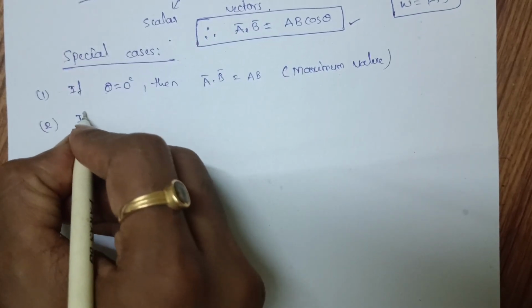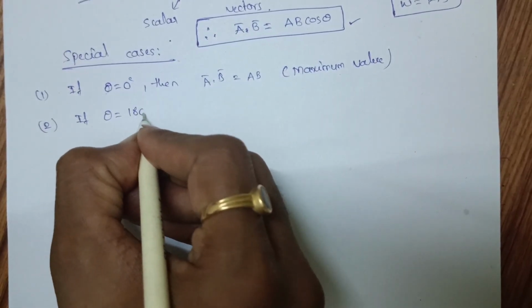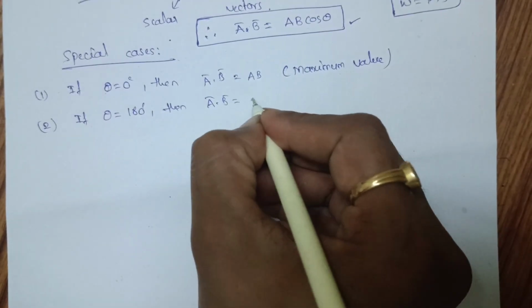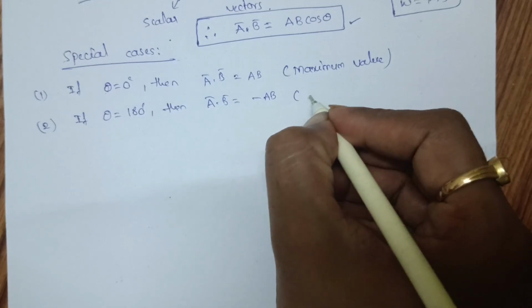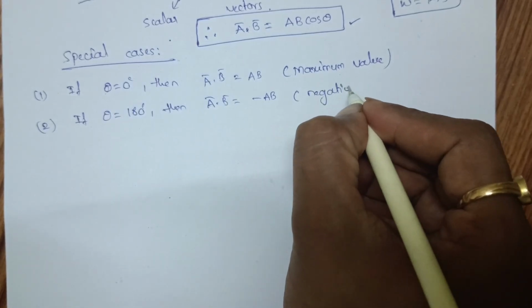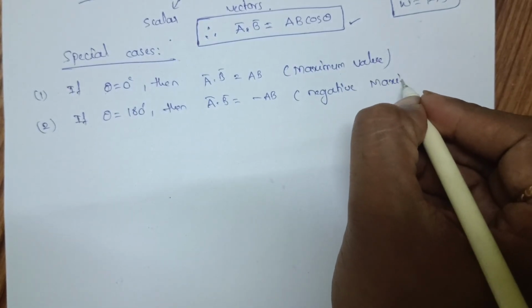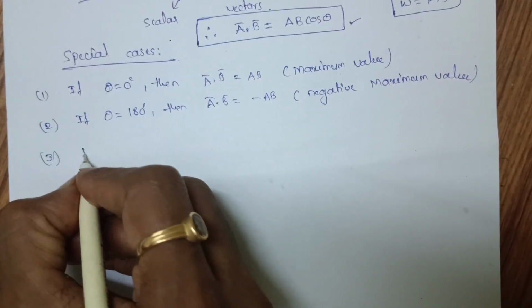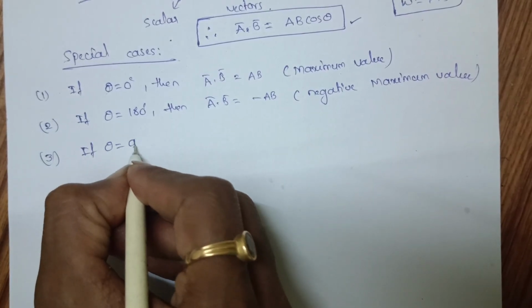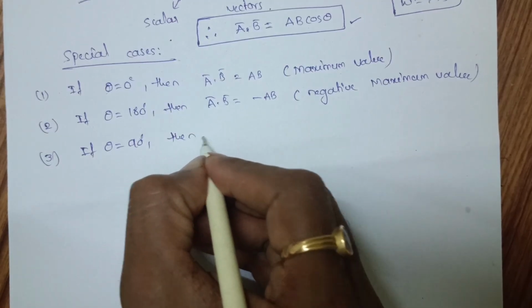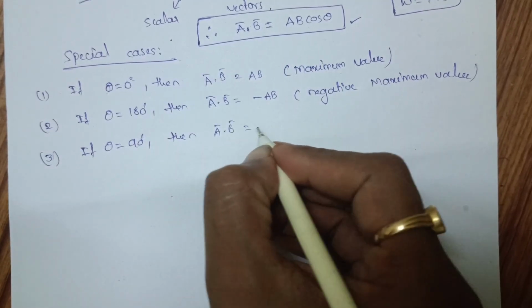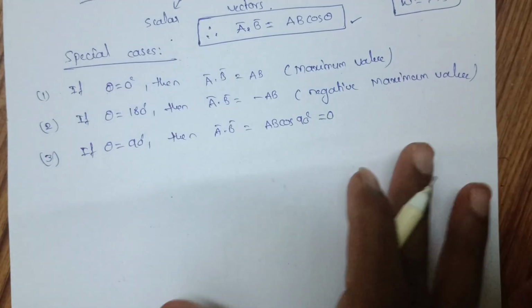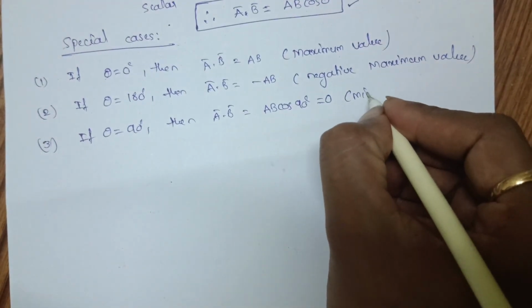Number two, if theta is 180 degrees, then A dot B is equals to minus AB. This is negative maximum value. And third, if theta is equals to 90 degrees, then A dot B is equals to AB cos 90, which is equals to 0. This is minimum value.